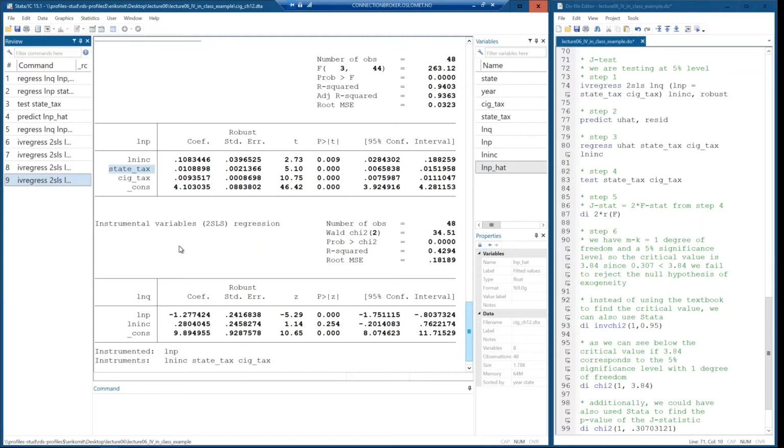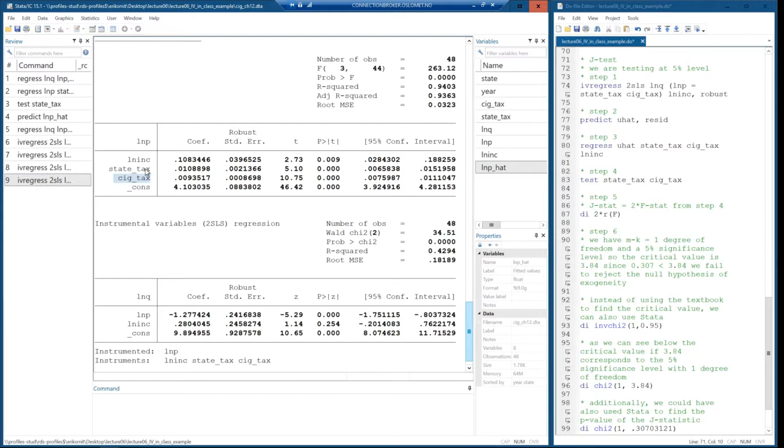After running the two-stage least squares regression, we wonder if our instrumental variables are indeed exogenous. Here we have one endogenous variable and two instrumental variables, which means that we have over-identified the endogenous variable, which means that we can perform a test of the exogeneity of state tax and cigarette tax.